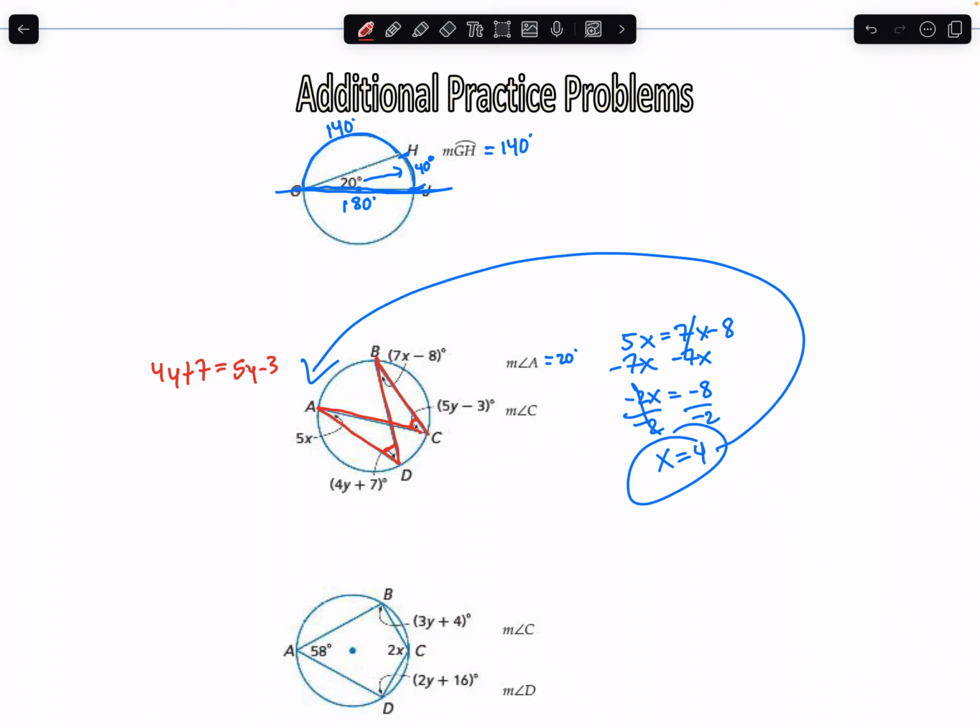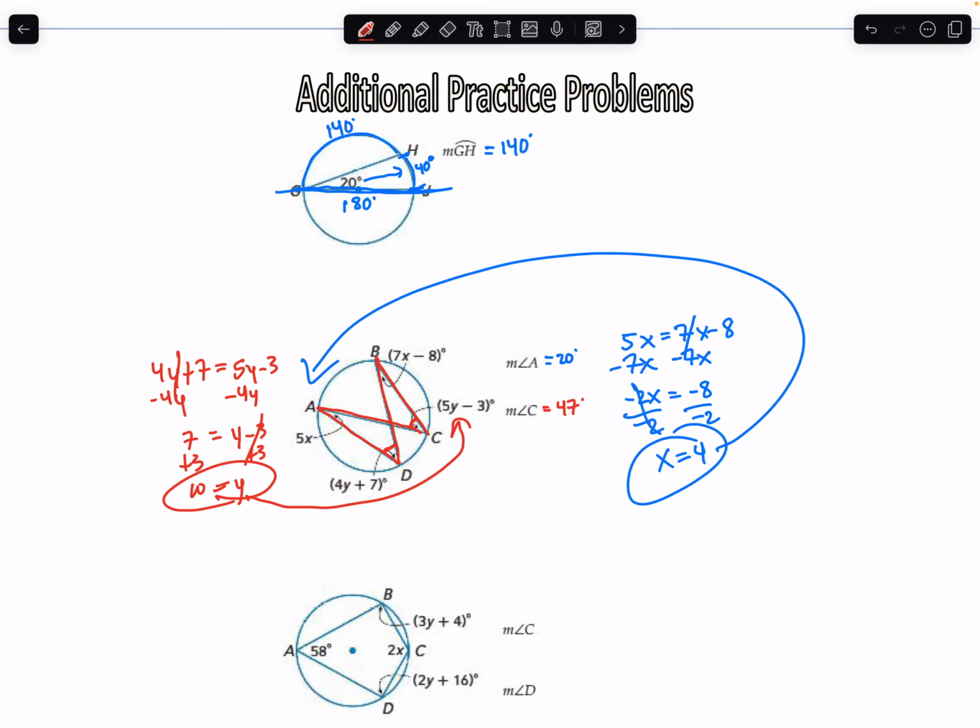And then I can just solve for x, or for y in this case. I move the y over. 7 equals y minus 3. Move the 3 over. Y equals 10. To find the angle C, I just take the 10, and I plug it in for angle C. So 5 times 10 is 50. 50 minus 3 is 47 degrees.